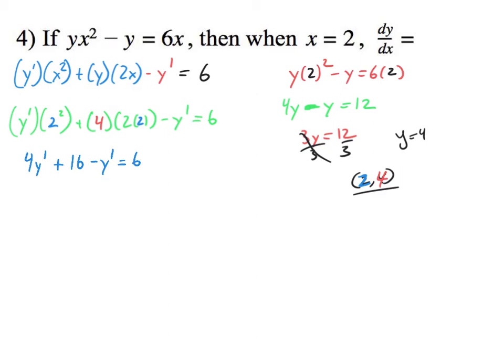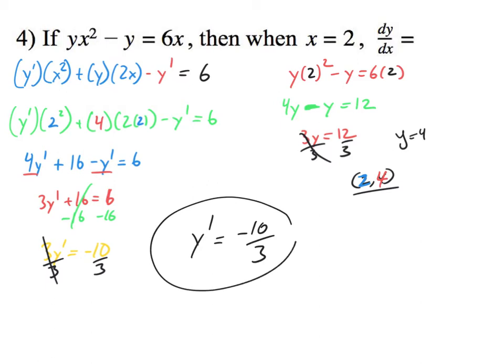6. If we combine these, doesn't that give you 3y prime plus 16 equals 6? Minus the 16 over, I now have 3y prime equals negative 10. Divide by 3, and y prime equals negative 10 over 3. That would be the derivative, the slope, at 2, 4. The coordinate's 2, 4. That's the slope there, which is the derivative at 2.